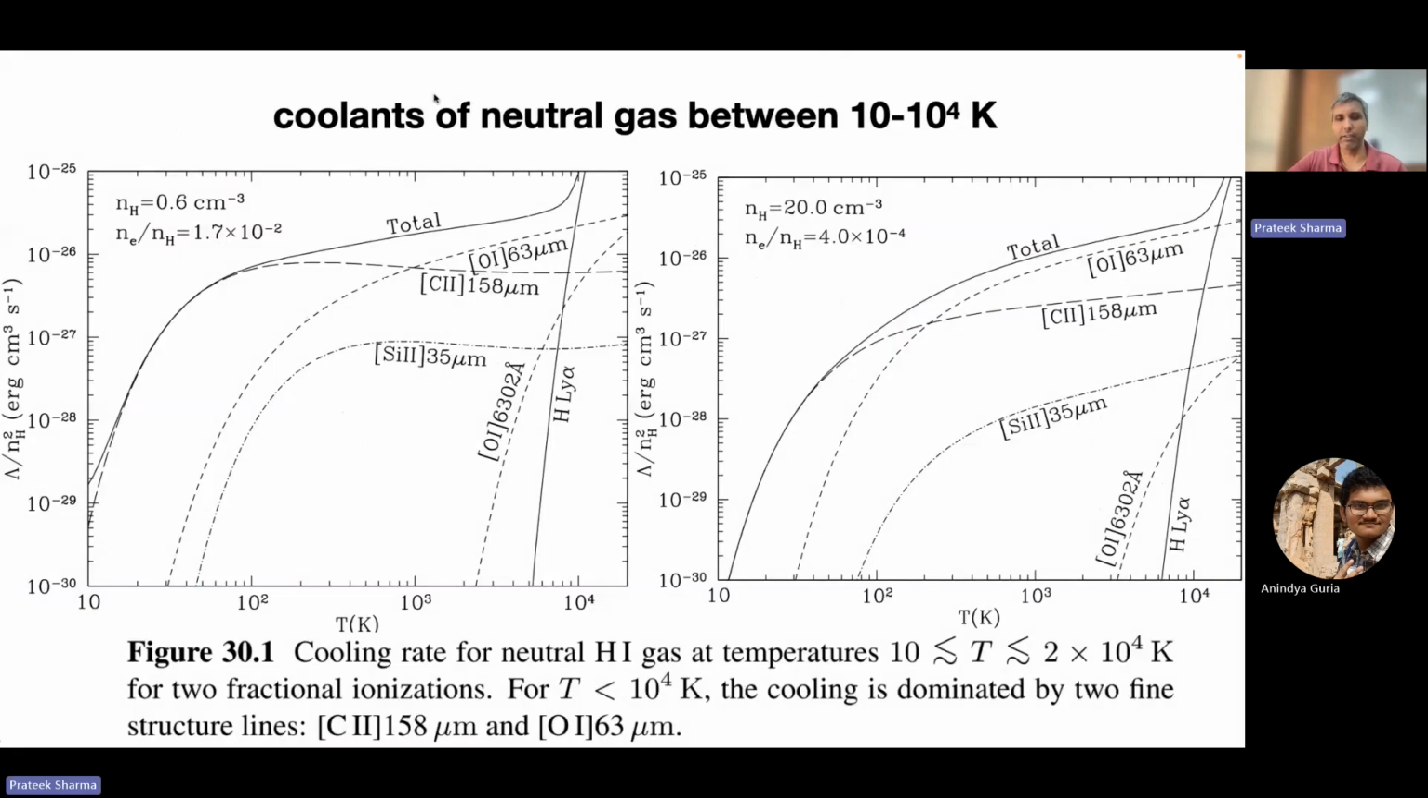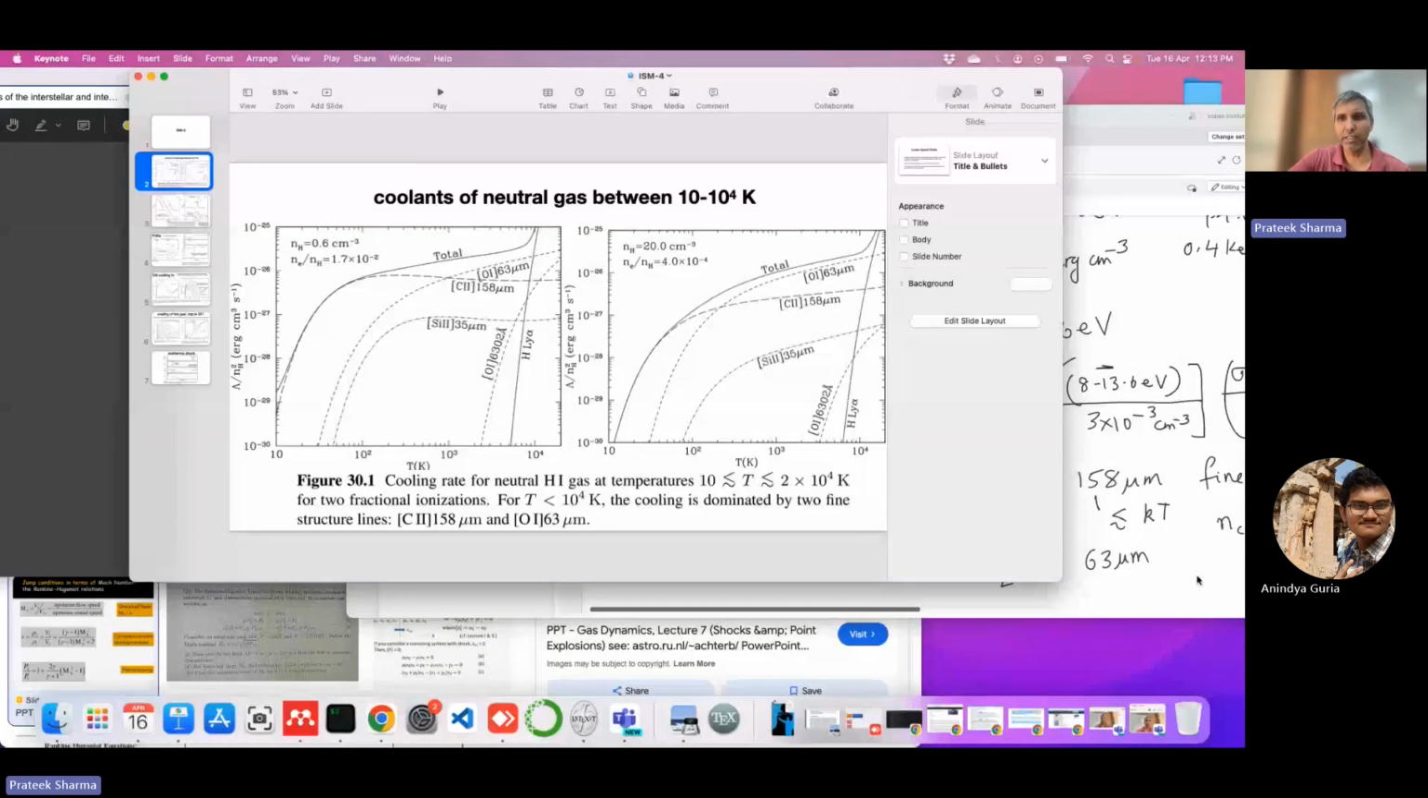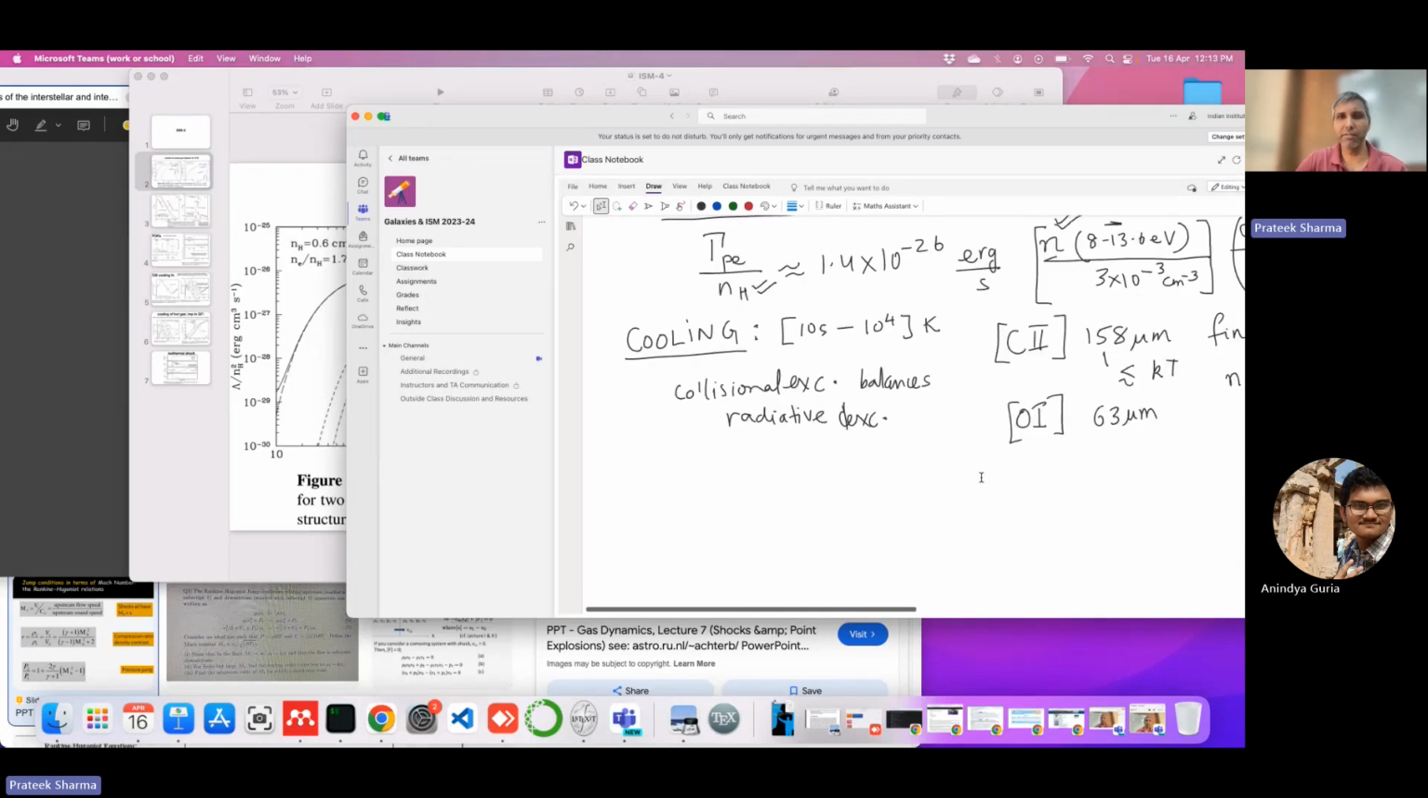So here, okay. The other thing that I want to emphasize is that since these are two body processes, right? For the collisions, you need an electron or another atom or ion to hit or come close to the hydrogen atom or to the C plus atom and excite it. It's a two body process. So the cooling rate, lambda is sometimes used for the cooling rate per unit volume, right? So it's proportional to number density squared, because it's a two body process, times a function which depends only on temperature. You know, the thermal velocity, cross sections, and so on will go into this.